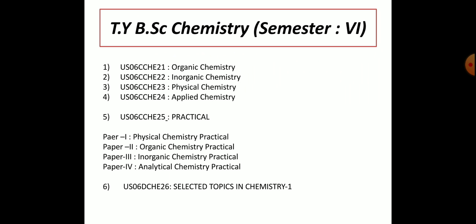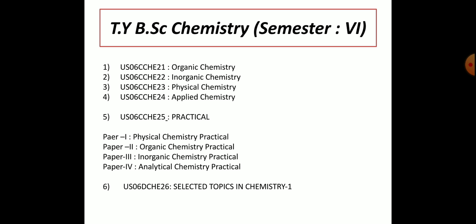We already discussed. Unit 1 is divided into 2 parts, part A and part B. Part A is amino acids and proteins. Part B is purines and pyrimidines. Unit 2 is alkaloids. Unit 3 is synthetic dyes, explosives, pesticides. Unit 4 is organic photochemistry.